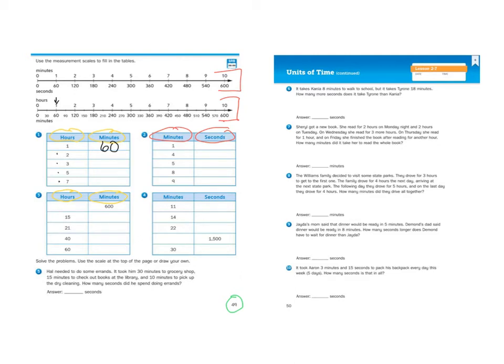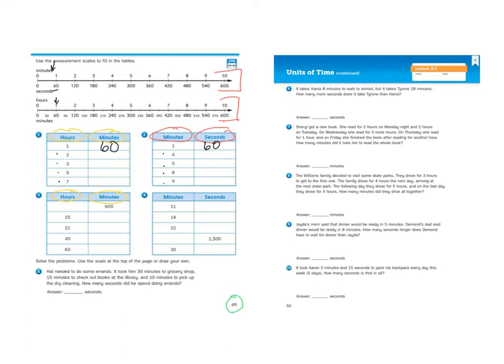You'll use the scale above it for number 2, minutes to seconds. 1 minute is how many seconds? I look at my 1 minute. It is 60 seconds. And again, make sure you are watching your minutes to make sure you're checking for the seconds. On number 3, you are using hours to minutes.